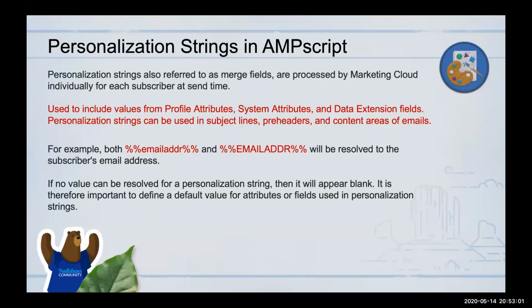So if no value can be resolved on the personalization string, it will appear blank. So at first you're thinking, wait, did I do something wrong? More than likely you did. There is no error message for the most part. So at that point you have to just kind of do some debugging on your end to figure out where you went wrong. So make sure that you always define a value for the attributes and the fields used in personalization strings.